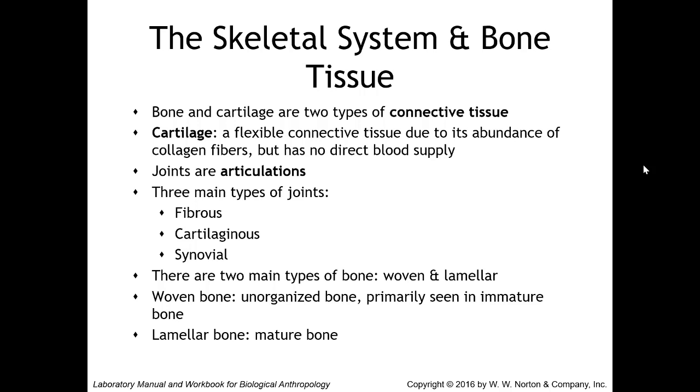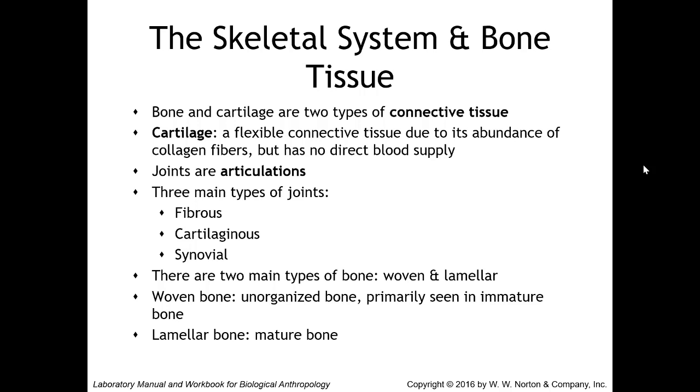So with bone, there are two types of bone: woven bone and lamellar bone. Woven bone is unorganized bone. It's primarily seen in immature bone. Juvenile skeletons that are still growing have a lot of woven bone. However, adults can also have woven bone. It's not just reserved for juveniles.